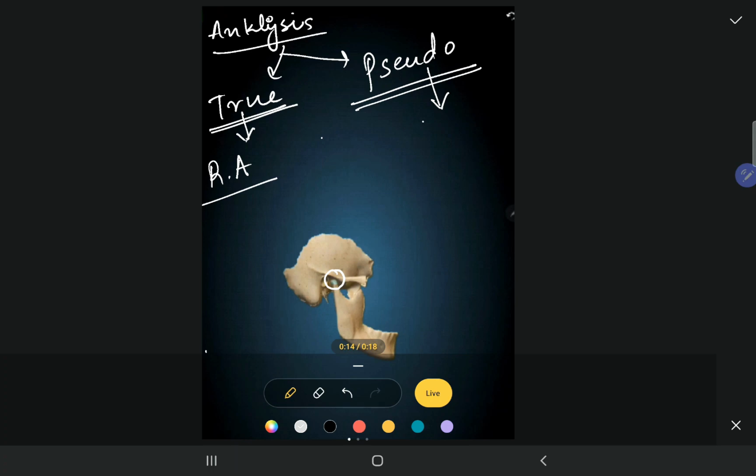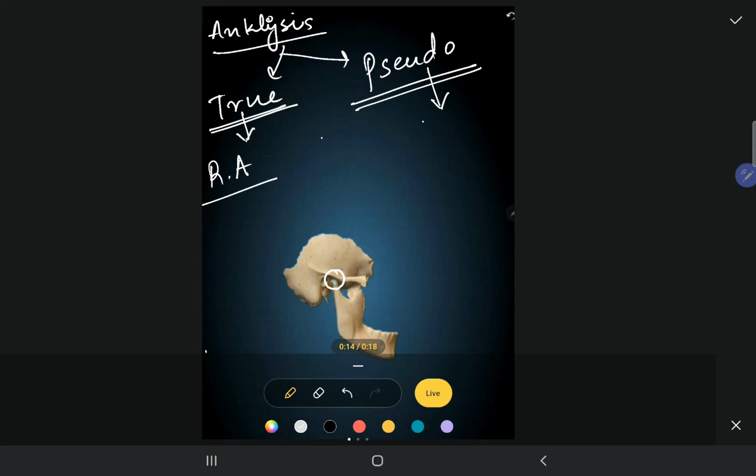But what if there is injury to that? So in that case, the patient won't be able to open the mouth. Patient won't be able to eat properly. Not only is the function restricted, there is going to be shortening of the face, especially of the ramus side on the affected side. Say suppose there is a unilateral ankylosis.